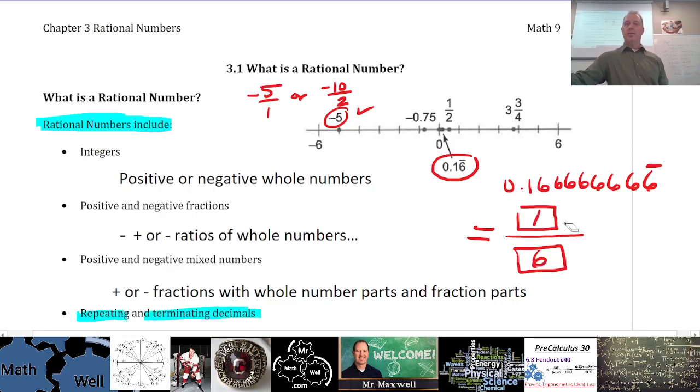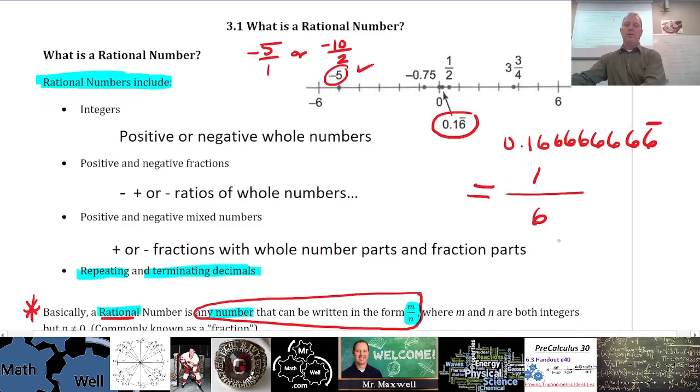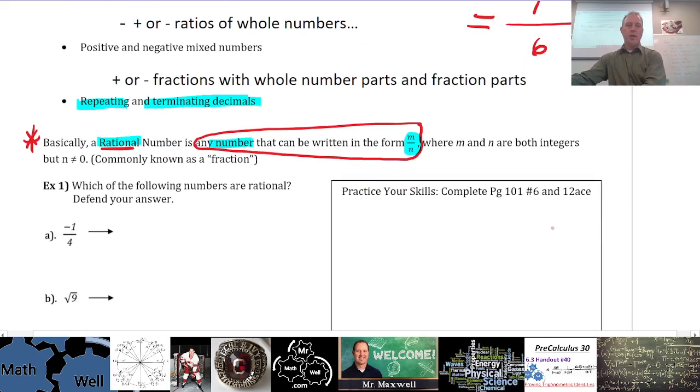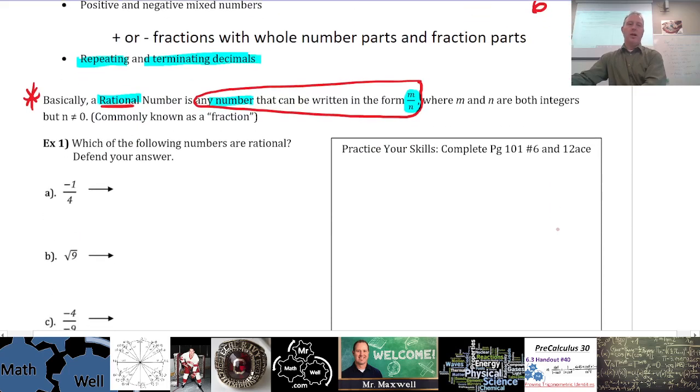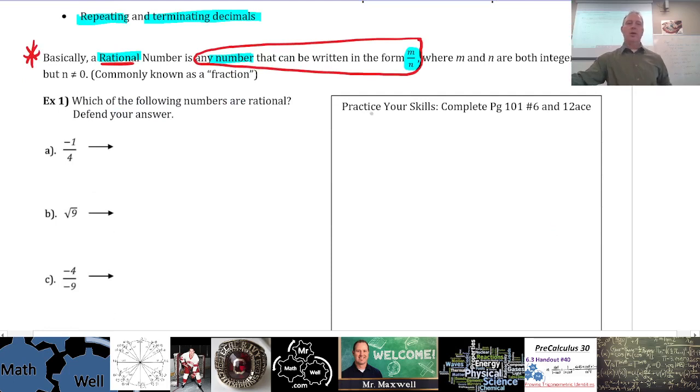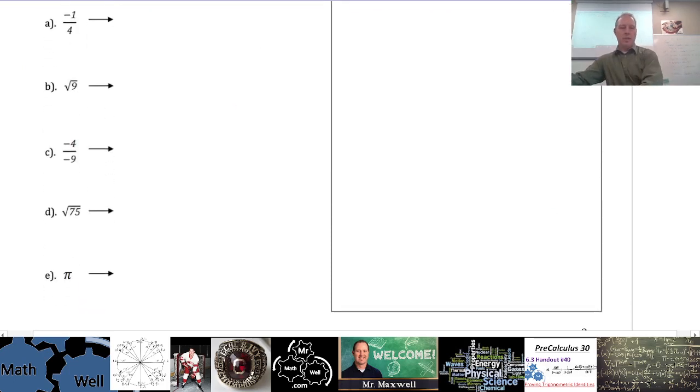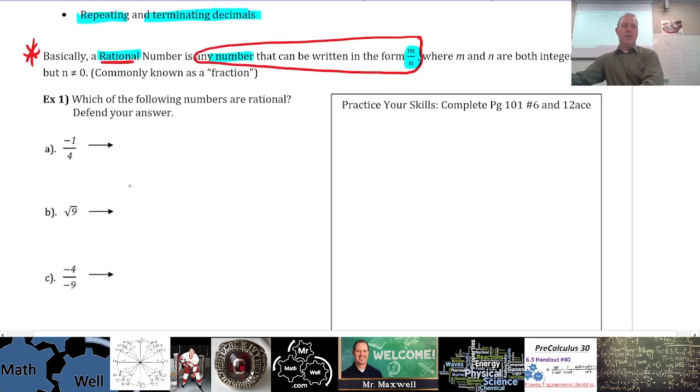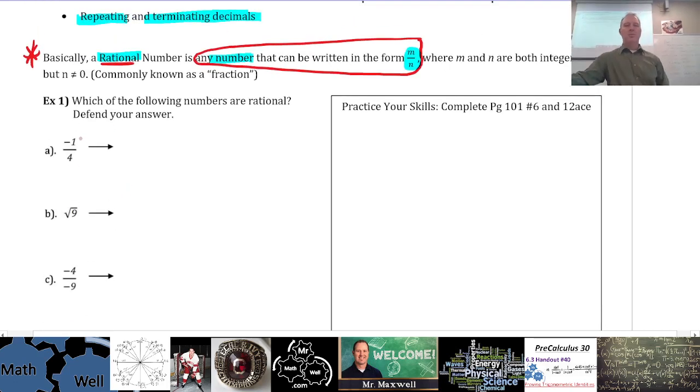So notice that is a rational number because it can be written as a ratio of two integers. +1 divided by +6. All right. Which of the following numbers are rational? Okay, which of the following numbers are rational? So I've got, let's see, 4 or 5 options here. So let's take a look at the first one. Is this a number that can be written as a ratio of two integers? Well, let's see. It's written as a ratio right now. Is this an integer? -1? Yeah. Is this an integer? Yes. 4, yeah. So this is a rational number.